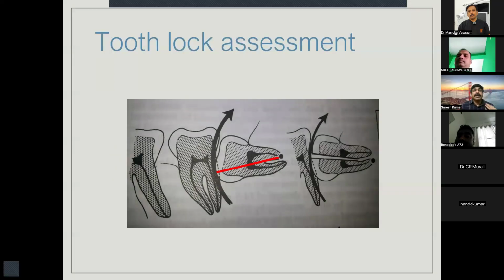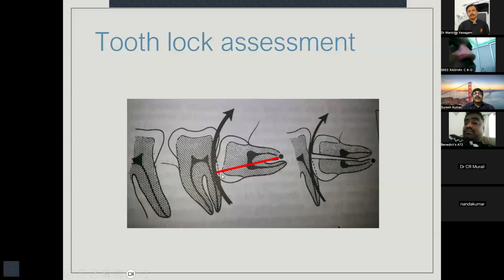Okay. So how to assess whether we need the tooth to be sectioned or not? Look at this picture. This is the second molar. This is the impacted third molar.